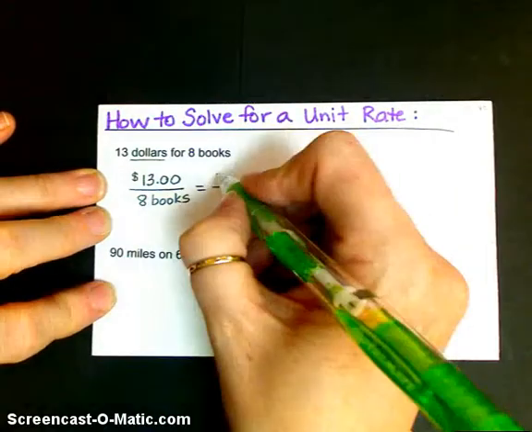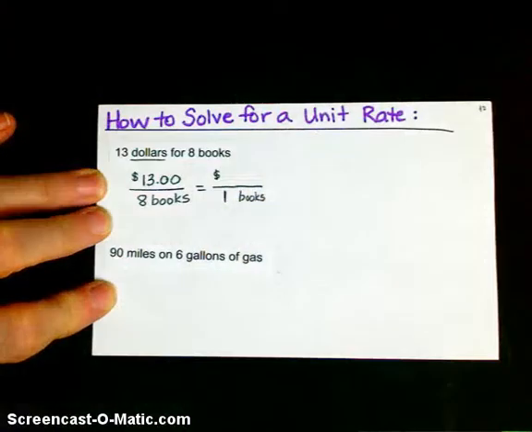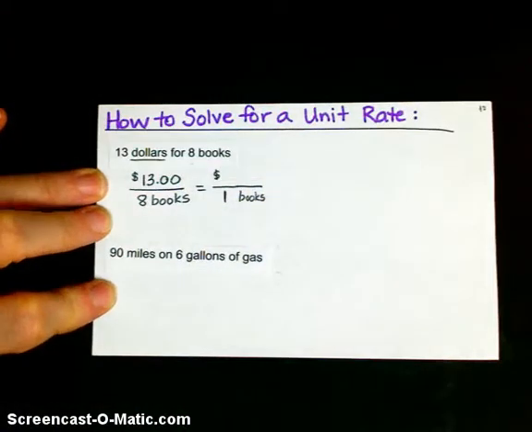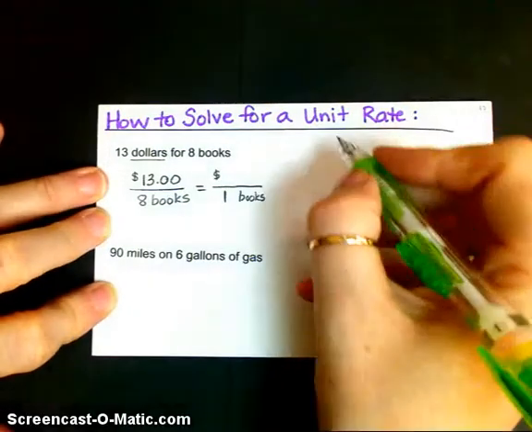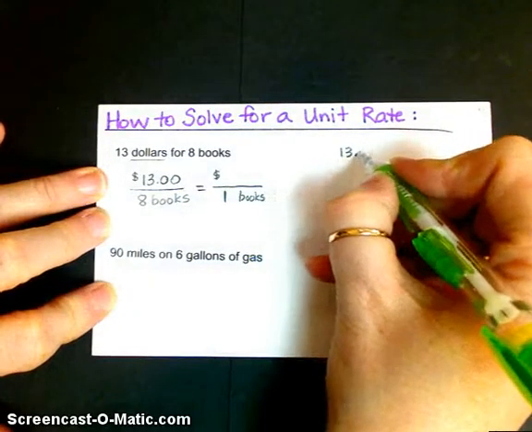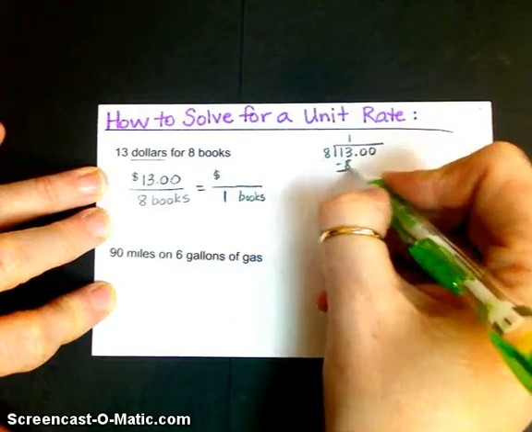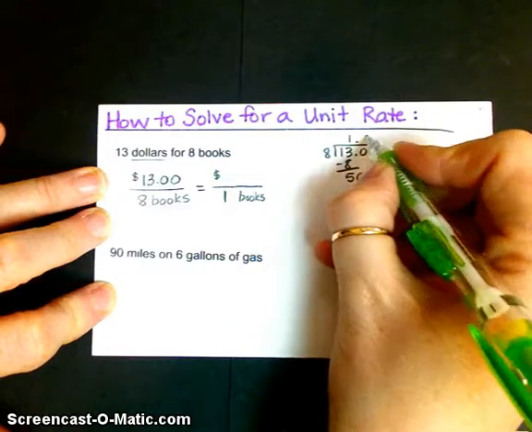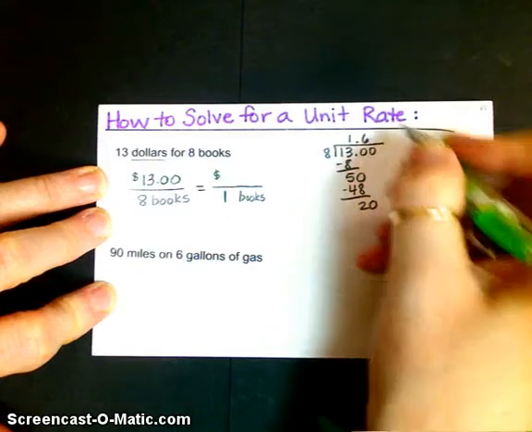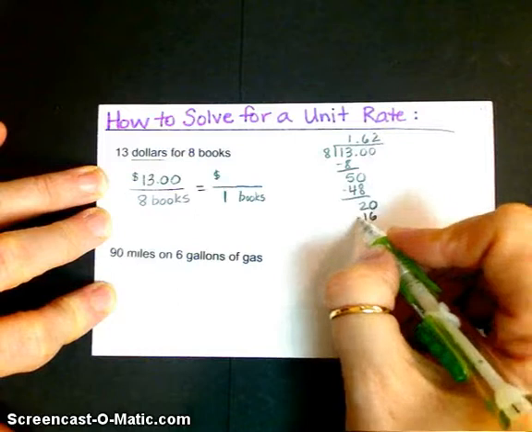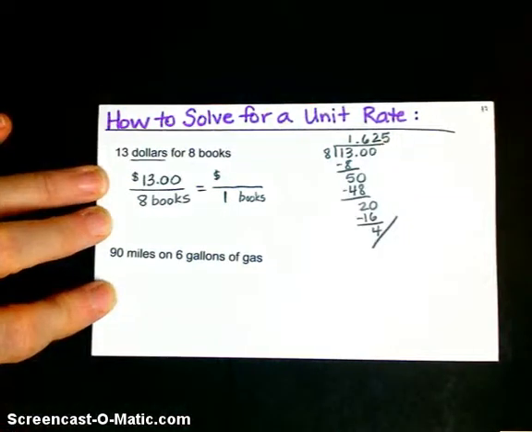And since you've learned that our labels have to match exactly, that means you're going to find out how much am I going to pay for 1 book. So right over here I'm going to do my math. $13 divided by 8. I'm going to do this pretty quickly because you guys know how to do long division.